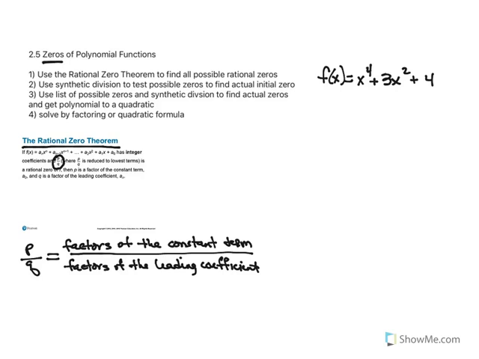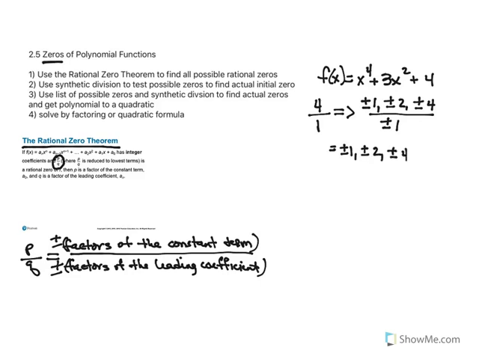So P over Q. P is the constant term, so in this case 4. Q is the factors of the leading coefficient, so a 1. So factors of 4: plus or minus 1, plus or minus 2, plus or minus 4. One thing you have to do is always use the plus or minus of the factors. So every factor, you must account for the positive factor and the negative factor, and then over plus or minus 1. Then you just take that denominator and divide it out individually. So it would be plus or minus 1, plus or minus 2, and plus or minus 4.